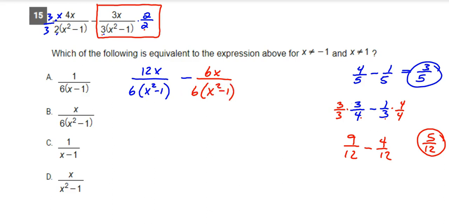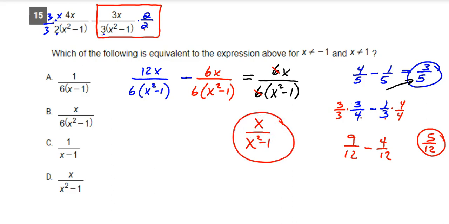Well, now I'm in pretty good shape because I have two fractions with a common denominator, and I can subtract these two. I subtract the top, 12x minus 6x is 6x, over the bottom, which I just keep the same. Remember, when you subtract fractions, you keep the bottom number the same, just like we did over here. And now I can cancel out my 6's, wipe out the 6 on top and the 6 on bottom, and what you're left with is x over x squared minus 1. So that one will be D.